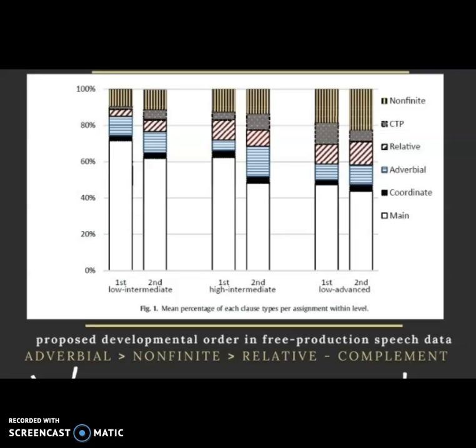The authors, however, suggest that for these learners, the developmental order in free production tasks is adverbial clauses followed by non-finite clauses, and then followed by relative and complement-taking clauses, which are produced only at the later stages of proficiency.